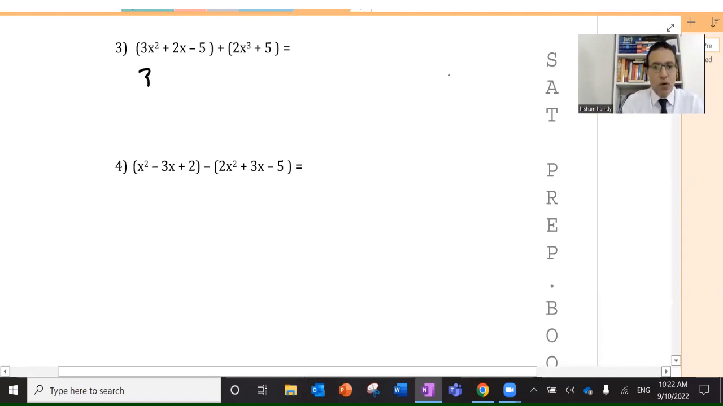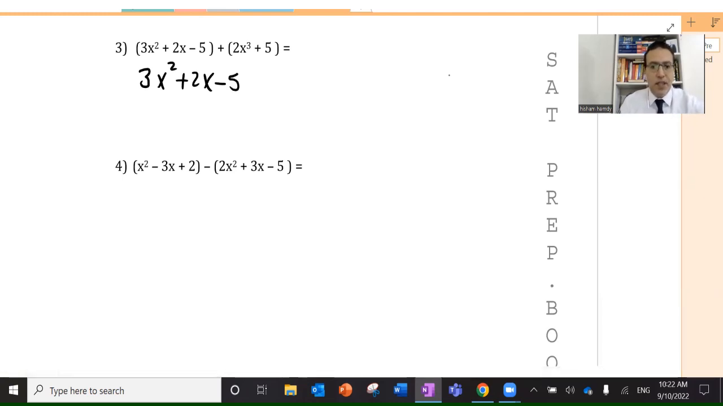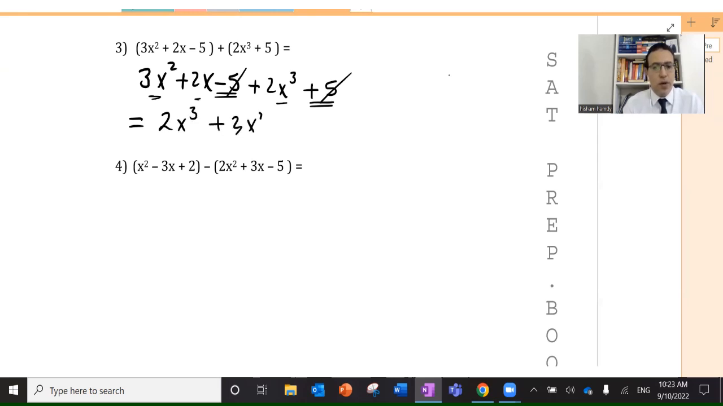First, again, I'm going to write 3x squared plus 2x minus 5, and then I have a positive outside the bracket, so I'm going to write 2x to the power 3 plus 5. Then -5 and +5 will give me 0. And 2x to the power 3, 3x squared and 2x, there aren't any like terms. So I'm going to write it down as 2x to the power 3 plus 3x squared plus 2x.